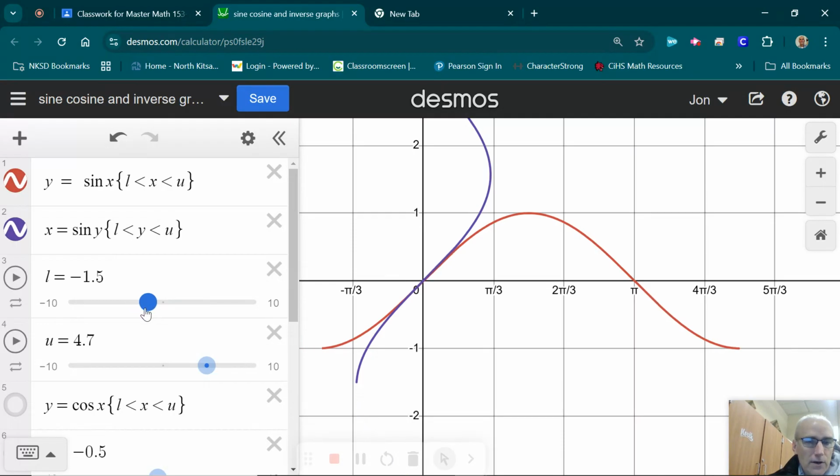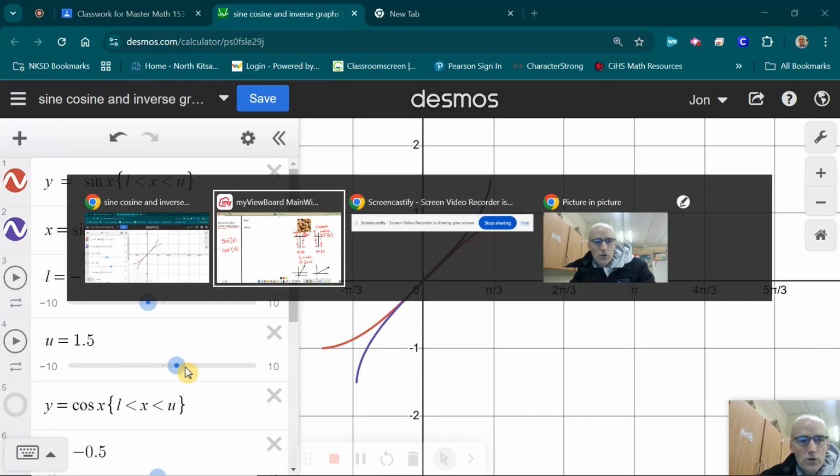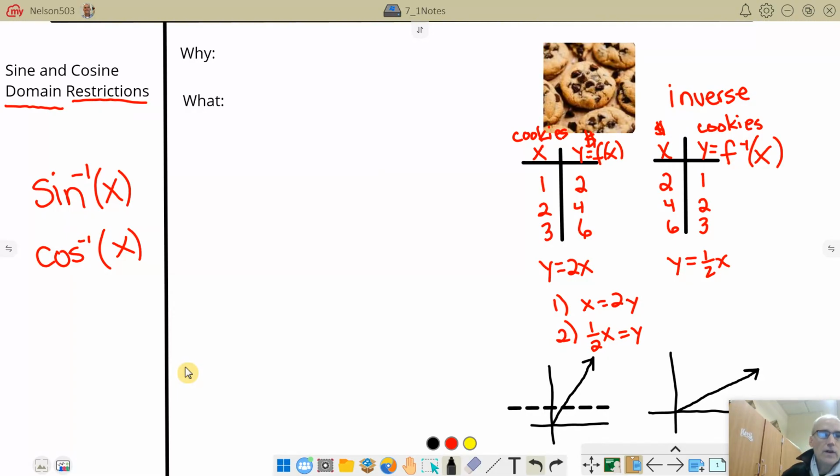Let me try to get to negative about 1.5, because negative 1.5 is about pi halves, and then positive pi halves would be about positive 1.5. That's the domain restriction that they gave it for the sine function.